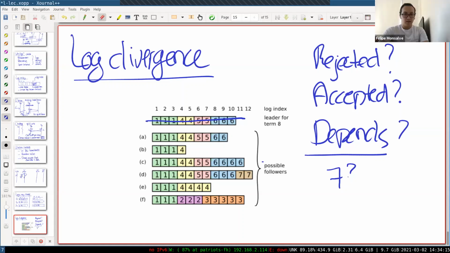Yeah, they discussed in terms of only someone who has all the committed entries can get elected. I think it gets more complicated within the people who have all the committed entries, which ones can get elected. In some ways it doesn't matter.